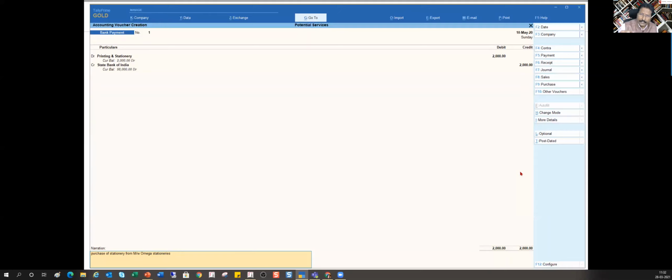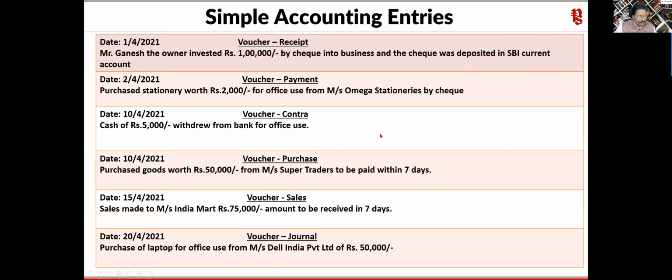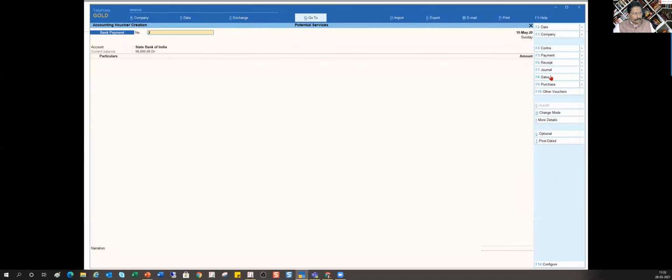And when you are in a particular transaction, after some point in time, for you to understand the reason for this particular transaction, your narration is going to help you. Okay, so I've done this, save. So my second transaction is also saved. Then I'm going to come into Contra, where I'm going to say cash withdrawal from bank for office use. So I'm going to come to Contra Voucher, right? And then I'm going to press here.